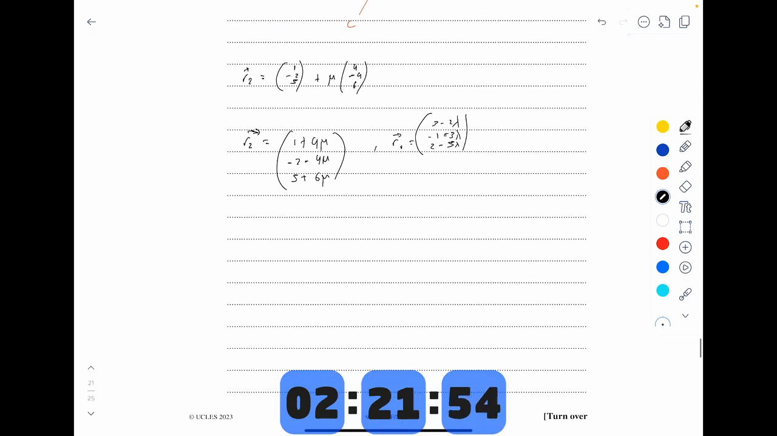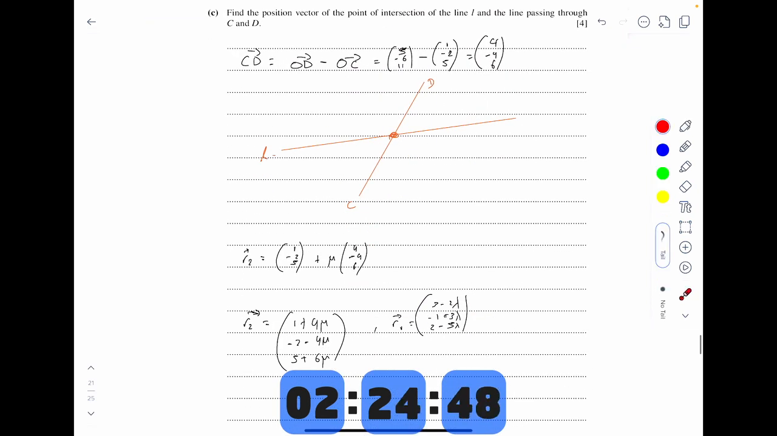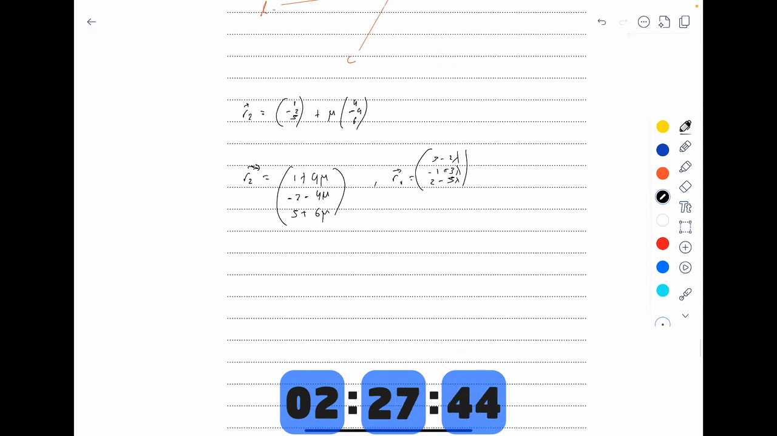So now we just need to equate these, right? That's the point of intersection. So if we equate these, what we get then, 3 minus 2 lambda equal to 1 plus 4 mu, negative 1 plus 3 lambda equal to negative 2 minus 4 mu, 2 minus 5 lambda equal to 5 plus 6 mu, right? What does that mean? What that means is that 4 mu is going to equal 2 minus 2 lambda. Now this is going to be our number 1.